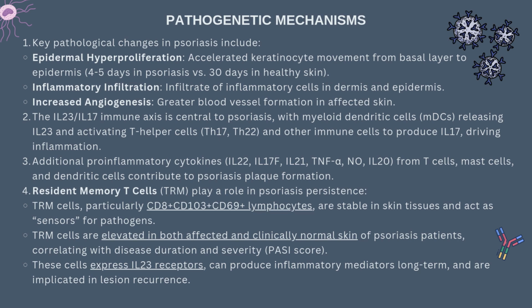Resident memory T cells, TRM, play a role in psoriasis persistence. TRM cells, particularly CD8, CD103, CD69 lymphocytes, are stable in skin tissues and act as sensors for pathogens. TRM cells are elevated in both affected and clinically normal skin of psoriasis patients, correlating with disease duration and severity, PASI score. These cells express IL-23 receptors, can produce inflammatory mediators long-term, and are implicated in lesion recurrence.